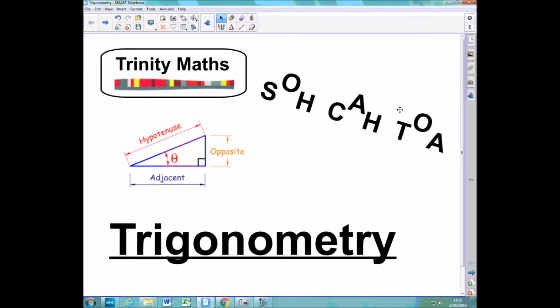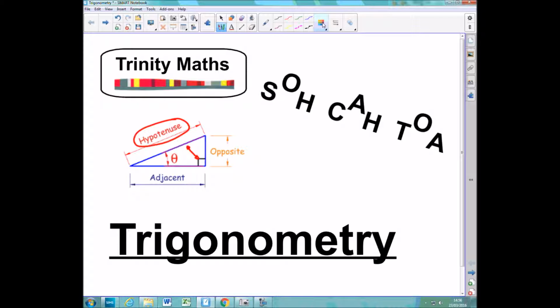So we've already dealt with this side called the hypotenuse, okay, which is the longest side. And another way of spotting that is that it's opposite this right angle here. It's the only side that doesn't have any point connected to that right angle.